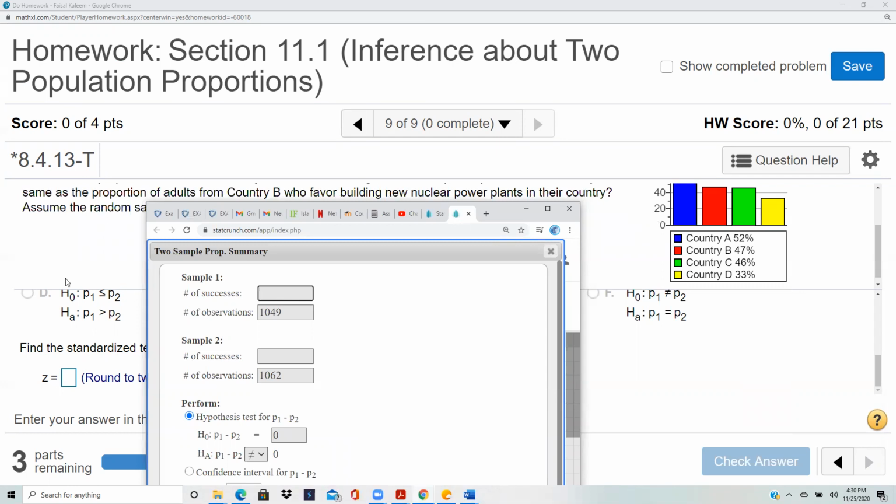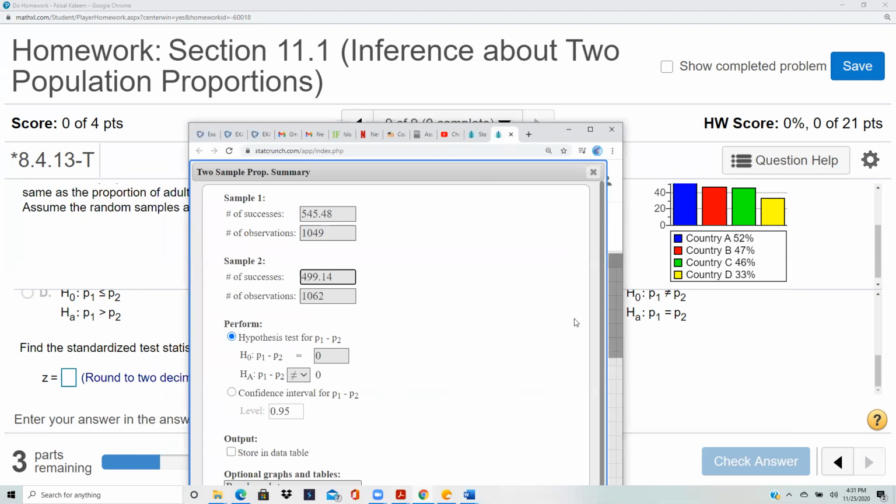equals 545.48. And here you take 47% of 1062. So 0.47 times 1062 is 499.14. And then not equal to, not the same. Okay, and then compute.